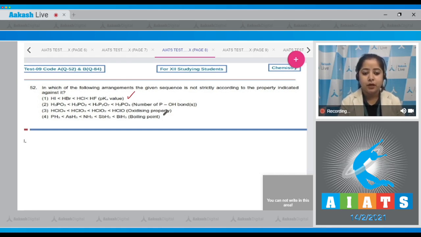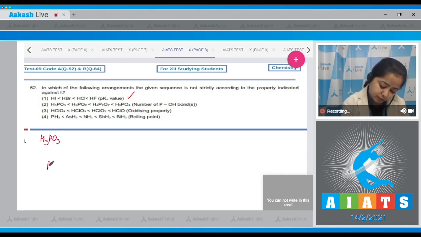Next is number of P-OH bonds. Student, to understand the number of P-OH bonds in the given oxoacids of phosphorus, we have to draw the structures of the given oxoacids. Then we'll be able to calculate the number of P-OH bonds. So here, let's draw the structure of H3PO3. So P double bond O, OH, OH, H. That means number of P-OH bonds is equal to 2.